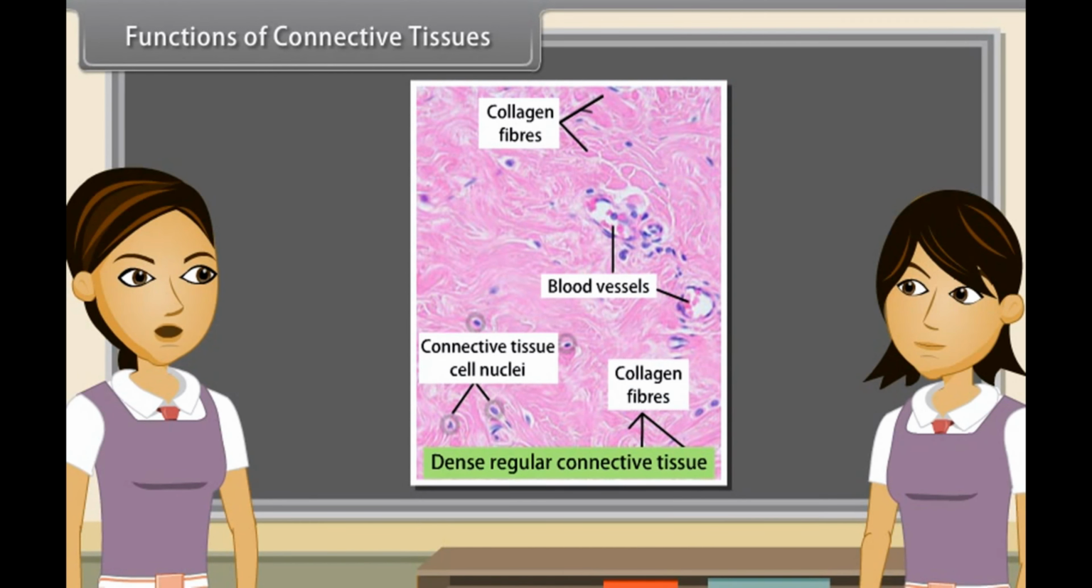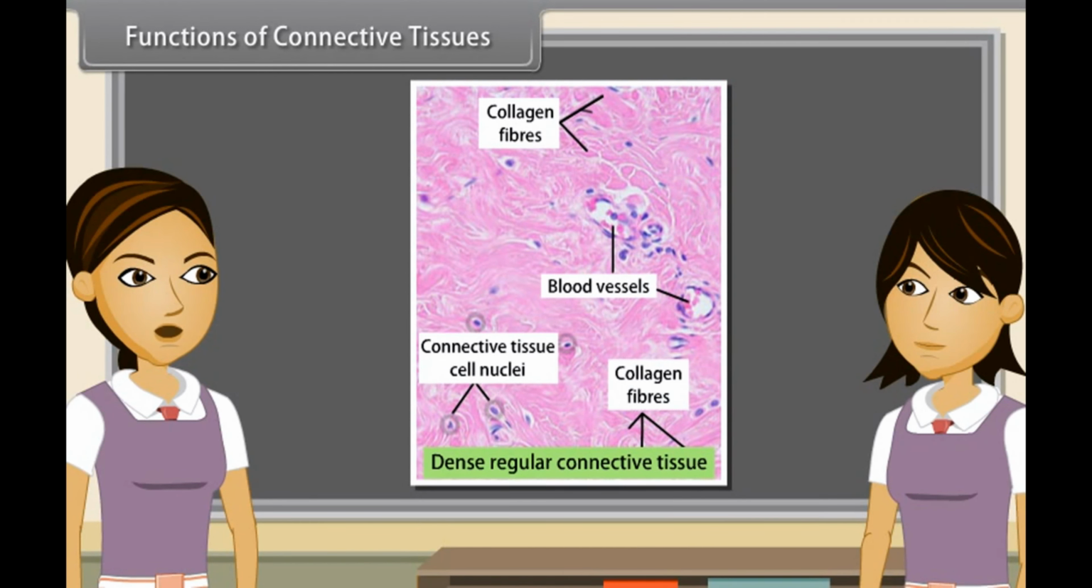Adipose connective tissue stores fat, gives shape to limbs and the body, keeps the visceral organs in proper position, acts as shock-absorbing cushions around kidneys and eyeballs, and also acts as an insulator. Skeletal connective tissue forms the endoskeleton, provides flexibility and support to the body parts, protects vital organs, and stores calcium and phosphate.